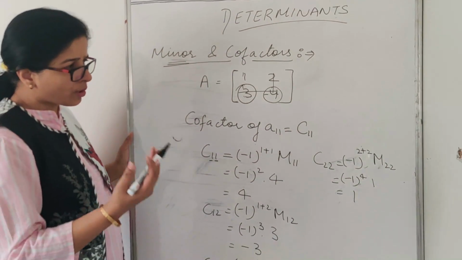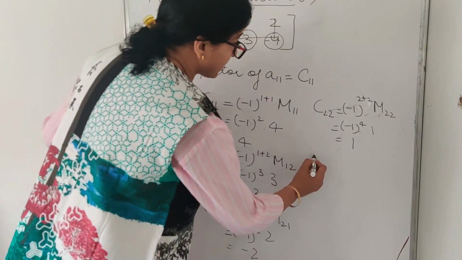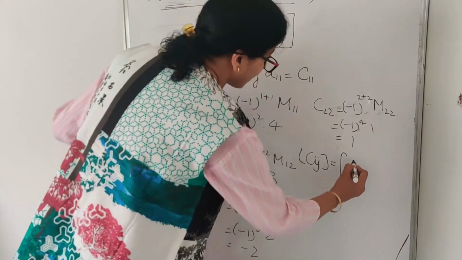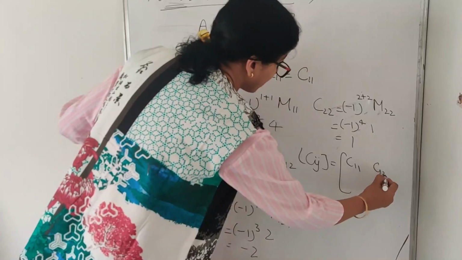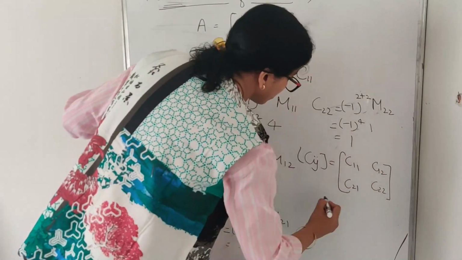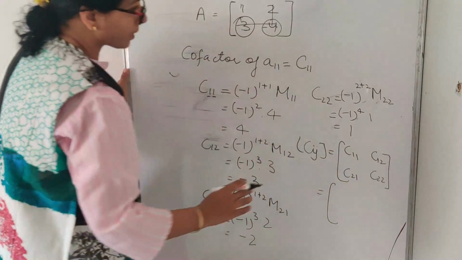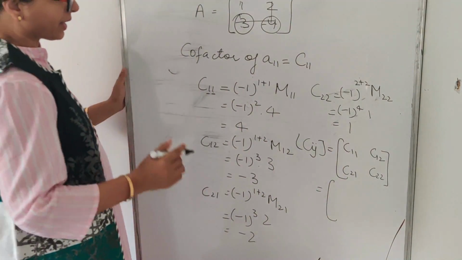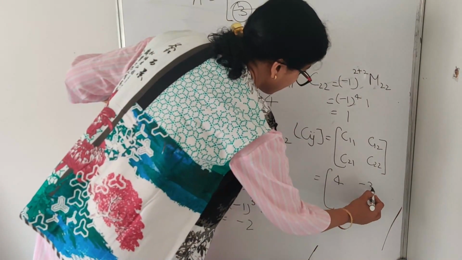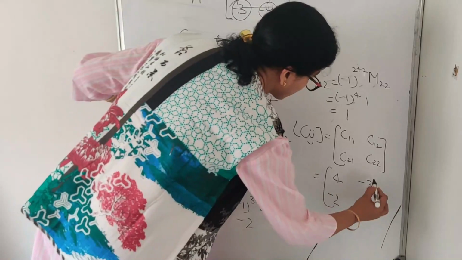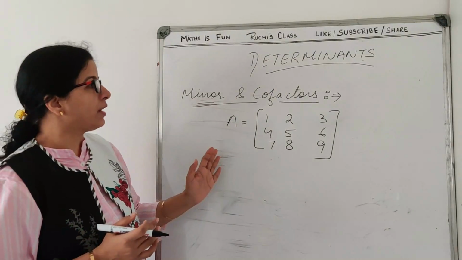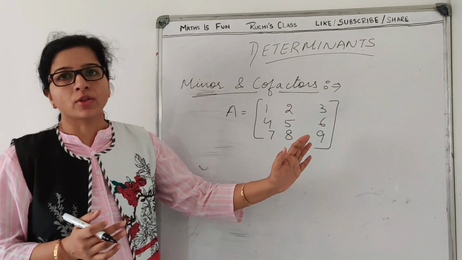Okay. We can form the cofactor matrix also. It is represented by Cij, and we represent the elements C11, C12, C21, C22. Okay. So how we make the cofactor matrix? Substitute the corresponding cofactor element. So we are getting 4. Okay. Minus 3, minus 2, 1. So this is my cofactor matrix. Okay. So now we'll find out the cofactor of a square matrix of order 3.